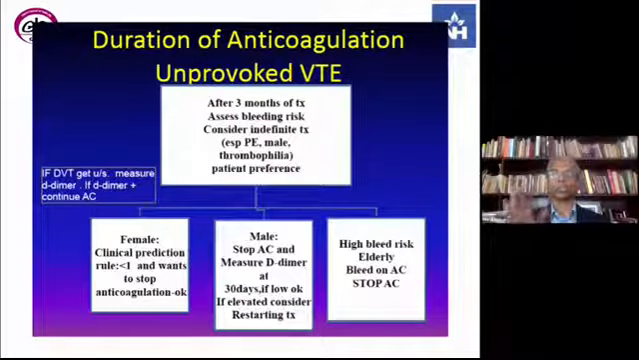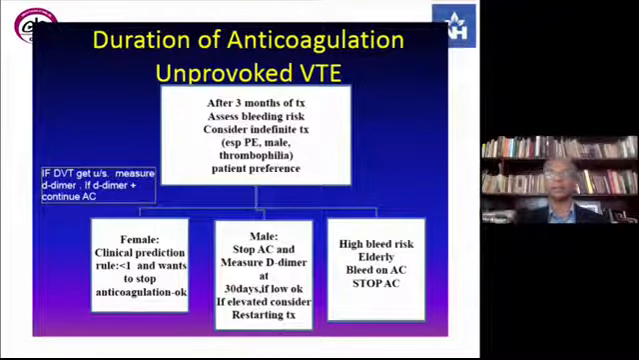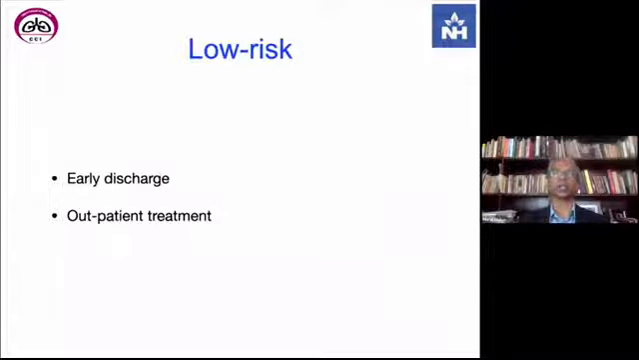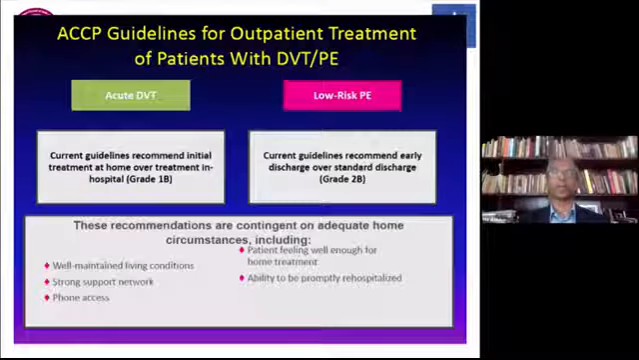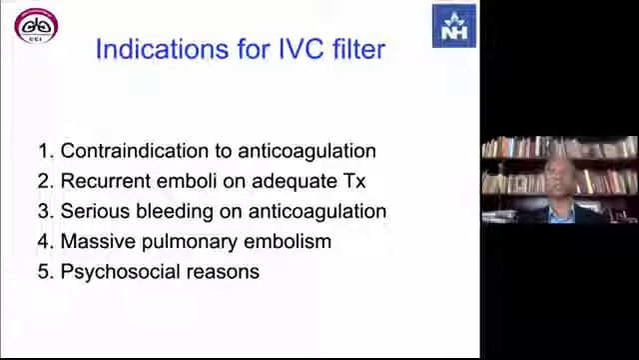So, in short, there are slight differences between males and females, but we won't get into that. And in the elderly, you always have to assess the risk of bleeding. Based on this, you take your decision on whether to continue anticoagulation after 3 to 6 months or not, or to restart anticoagulation. As already mentioned, low risk patients can have early discharge and outpatient treatment. I'm not going to go into this because they followed up these low risk patients and found a very, very low risk for recurrence of PE in the outpatient setting.